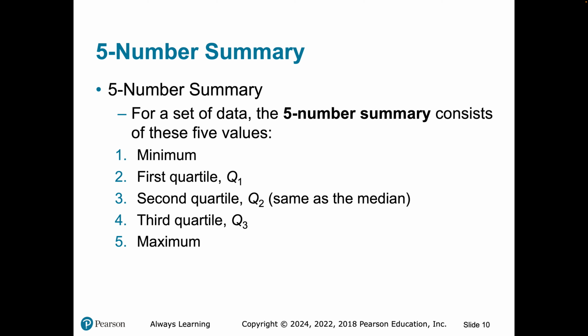The result of finding the minimum, quartile 1, quartile 2, quartile 3, and the maximum is what we call the 5-number summary. The 5-number summary is very easy to find. In the statistical software packages that we use, you can't just hit one button and have it spit out the 5-number summary, but you can find the minimum, the maximum, Q1, the median, and Q3, and report those as the 5-number summary.